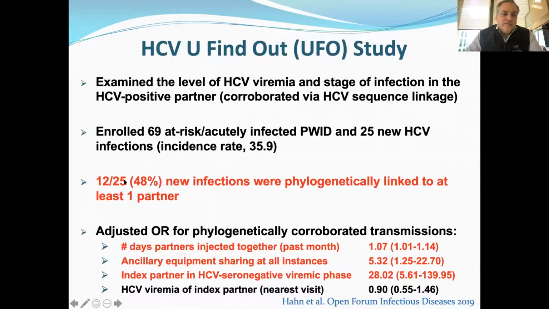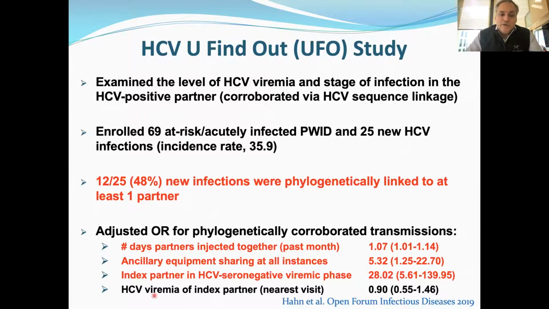In total, we identified that of those 25 new infections, 12 were phylogenetically linked to at least one partner, which also means that the other 13 were infections from outside of that originally identified partner pair. In terms of adjusting for factors associated with transmission: the number of days that the partners injected, an odds ratio of 1.07; ancillary equipment sharing, an odds ratio of 5; and the index partner being HCV seronegative but in the viremic phase, indicating that they were likely acutely infected but had not seroconverted.